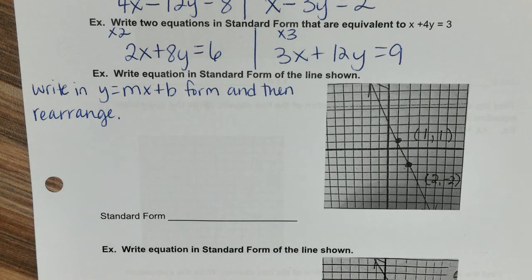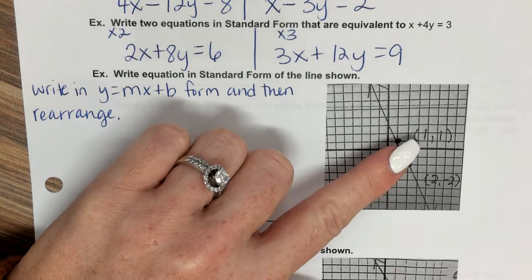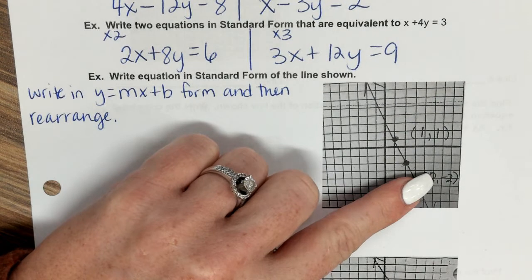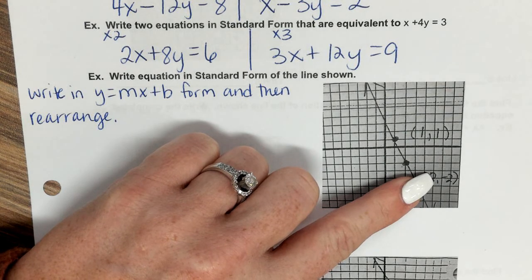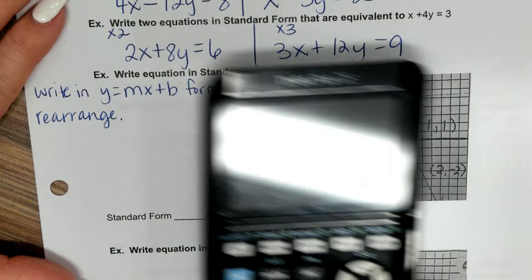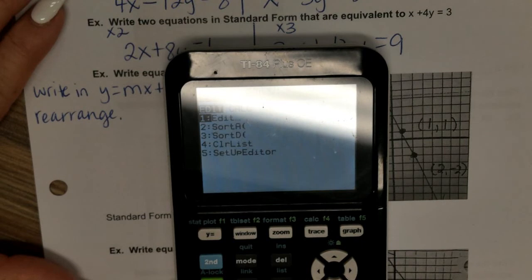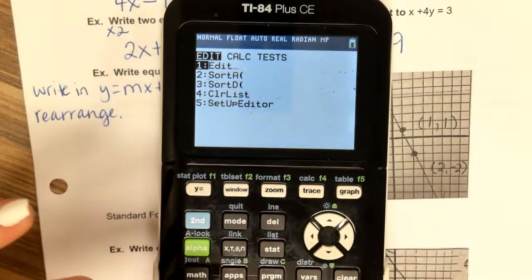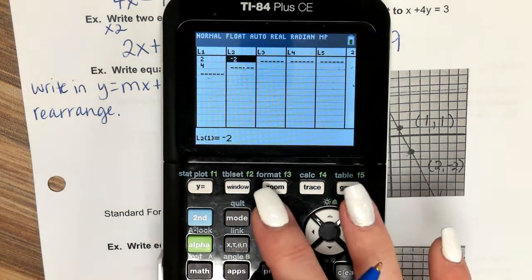Now, what's the coolest thing about slope-intercept form? You can use your calculator, and what will do it for us? Photomath will not do this. Nope. Stat. Why will stat give me an equation in slope-intercept form? Because there's 2 points. So we're going to go to stat, and we're going to go get our equation. So stat, edit, delete what's there.